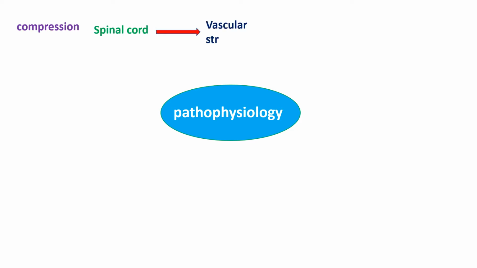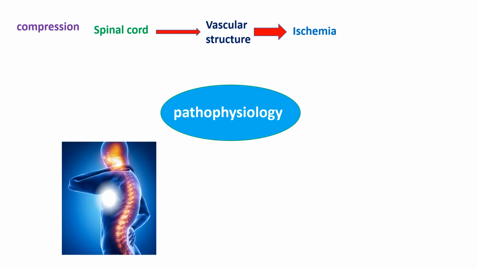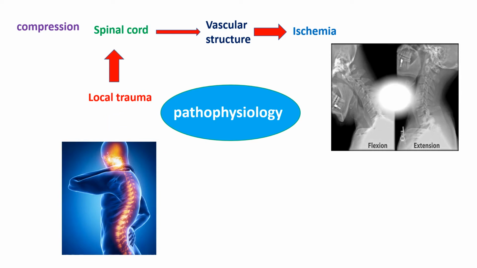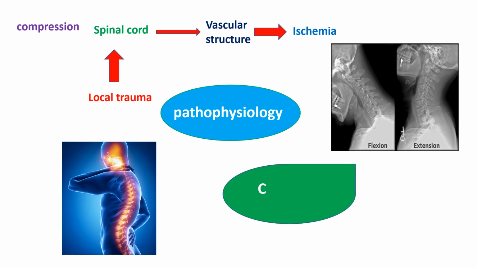Now I will tell you about the pathophysiology. The compression of the spinal cord leads to compression of the local vascular structure, which leads to ischemia of the spinal cord. And the compression is due to repeated local trauma to the spinal cord and root, due to repetitive flexion and extension movement, and it affects more the C5, C6 and C6, C7 levels.